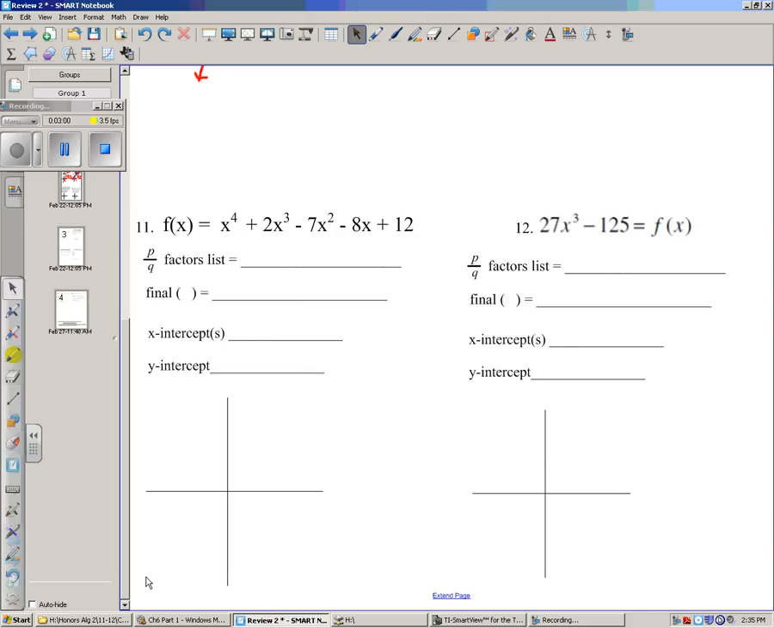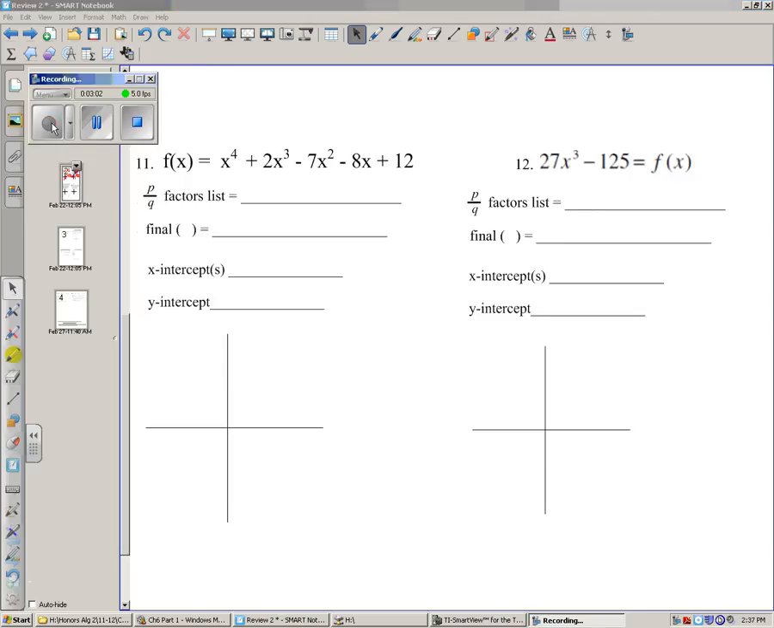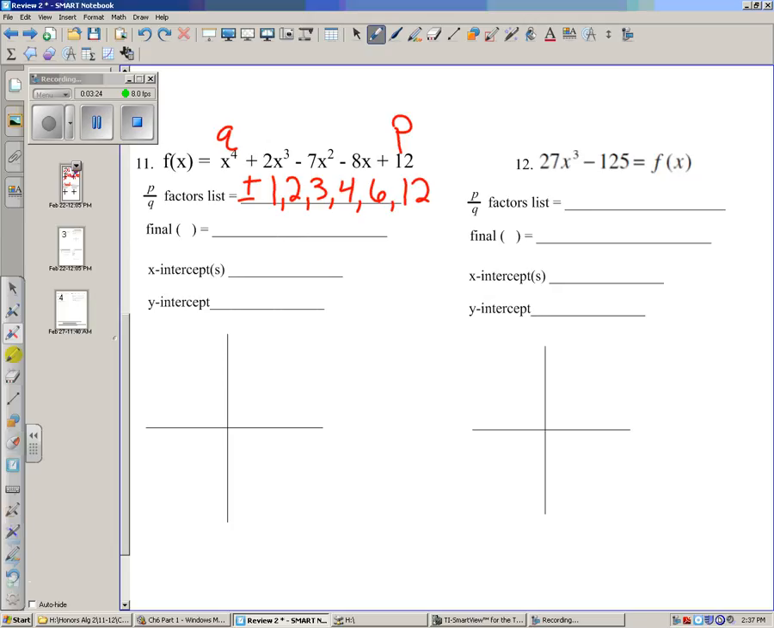All right, let's go to number 11. Okay, number 11. So number 11's not factorable. So we already did in class, we listed the P over Q factors. Remember, the constant's P, the leading term is Q. So if I go for all the factors of P over Q, I'm going to have positive and negative 1, 2, 3, 4, 6, and 12. So even though I'm only writing 6 numbers, what I have to remember is that there's actually 12 rational zeros that I've written down.